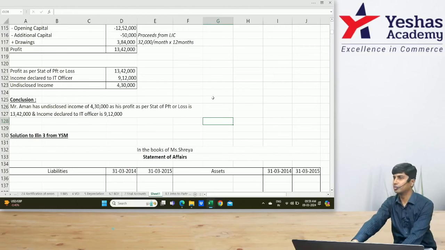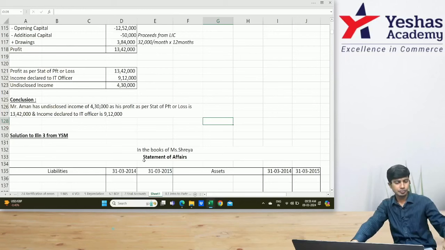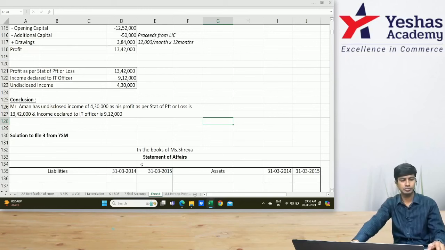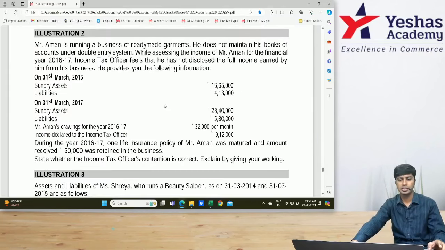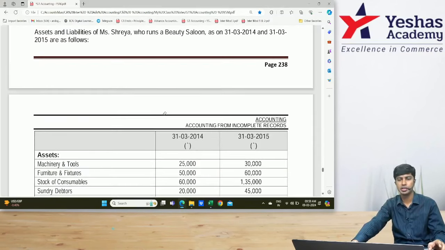Can we start with the third one? Everyone ready? Done. Come on, guys. Let's now solve illustration number 3.